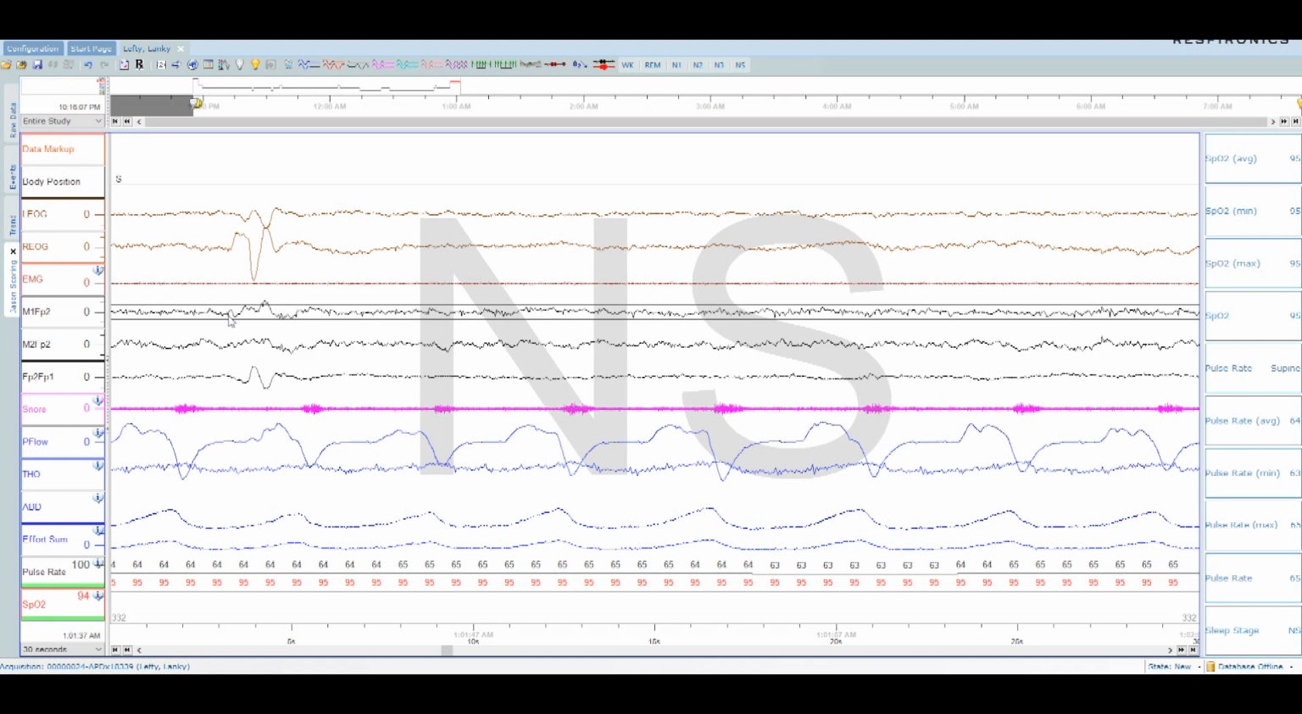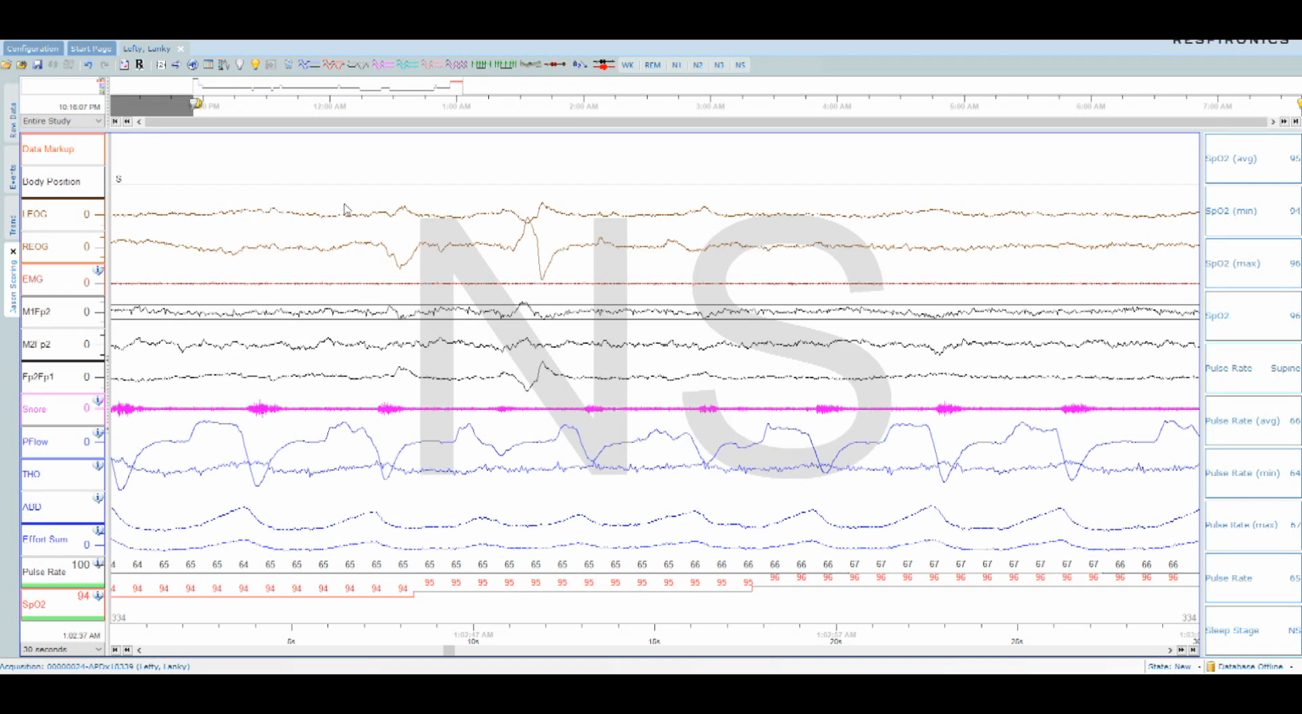Now I'm on my back. You can see the body position right here. S is for supine. It's not T for tum-tum.